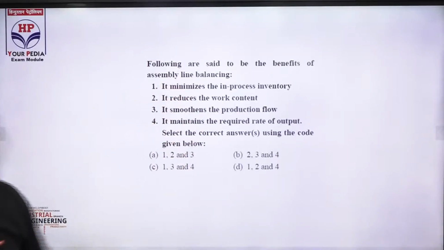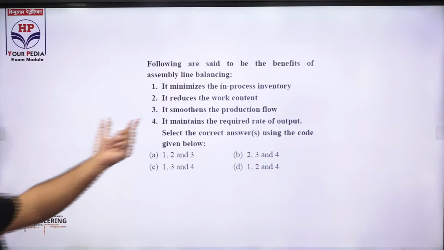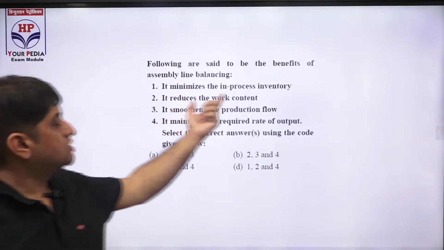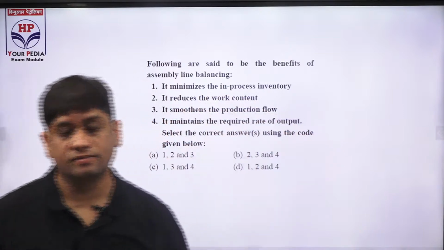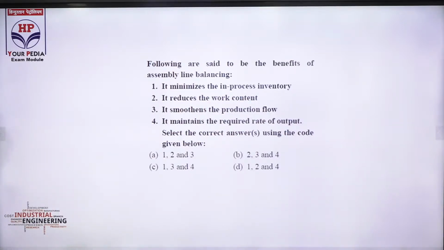Benefit of assembly line balancing. Note it down, assembly line balancing का benefit क्या है? 2 is not the benefit. Assembly line balancing does not change work content. Work content remains same. That is what you should know.